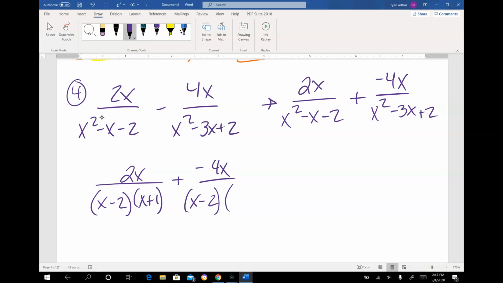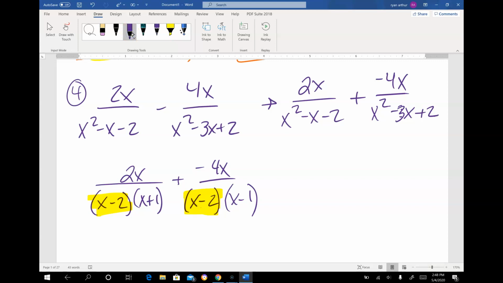Oh, that's supposed to be a plus. That's why I was like, hold on, x minus 2 and x minus 1. Okay, so that's actually a plus. I didn't copy it down right from over there. Okay, so what do they have in common? They have an x minus 2 in common.